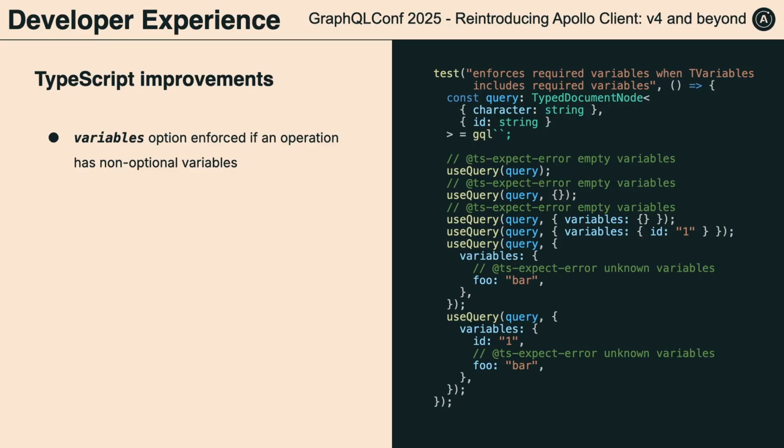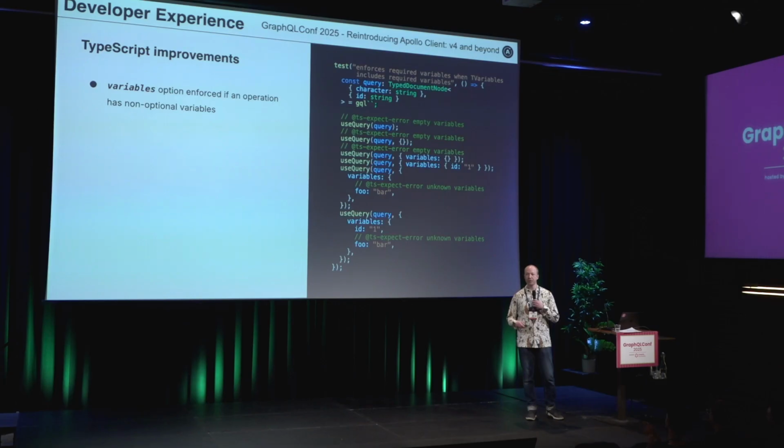The next thing we really looked for is a better developer experience. That starts usually with TypeScript. So for example, if you have variables in your query and you have non-optional variables, before you could still just not pass in options and thus not pass in variables. Now this is very strictly typed. If you have optional variables, you don't need options, you don't need variables. As soon as you have one non-optional variable, you are required to pass them in. And you will get that on TypeScript level.